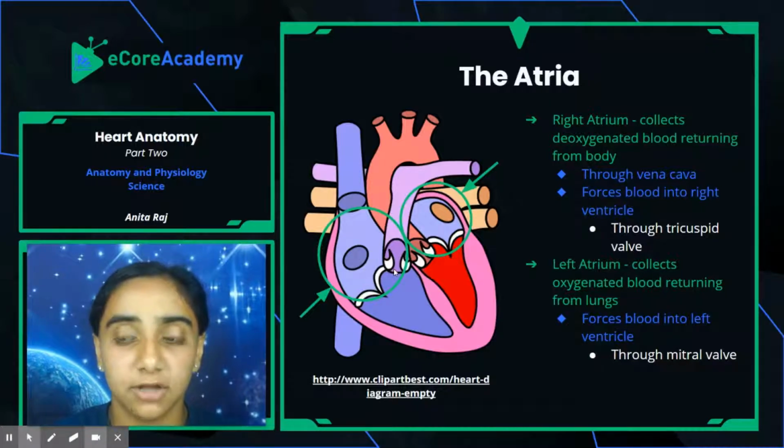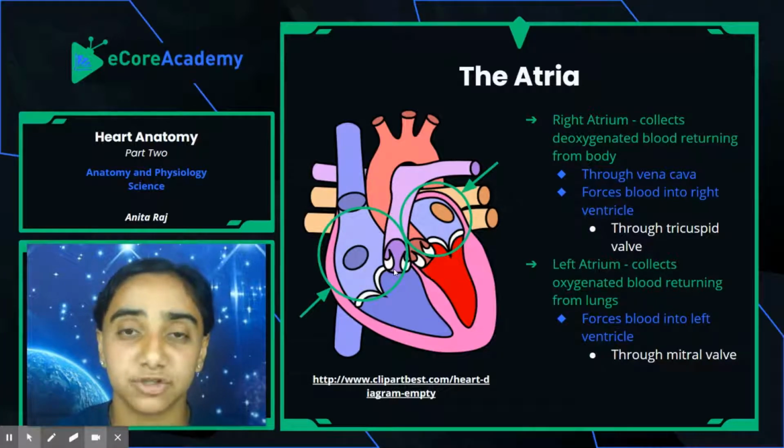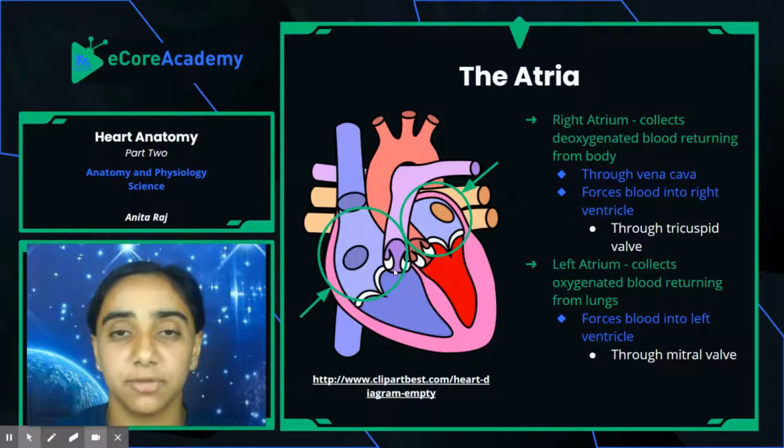The tricuspid valve is called this because if you look at this prefix tri, it has 3 flaps. Usually valves have 2 flaps, but this valve is special because it has 3 flaps. Therefore, we denote it by calling it the tricuspid valve. So remember, the tricuspid valve is the valve that separates the right atrium and the right ventricle.